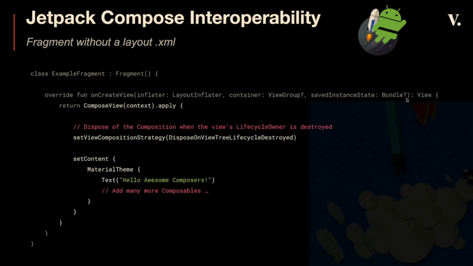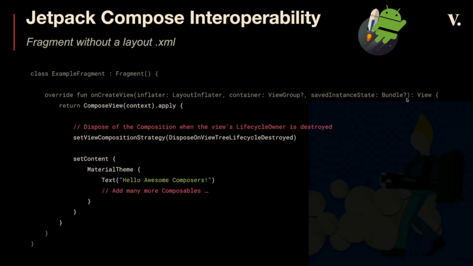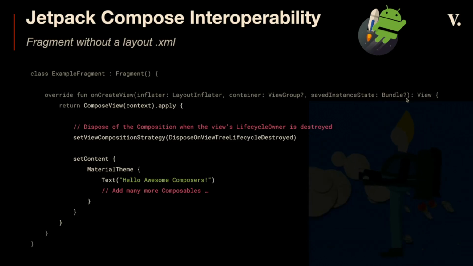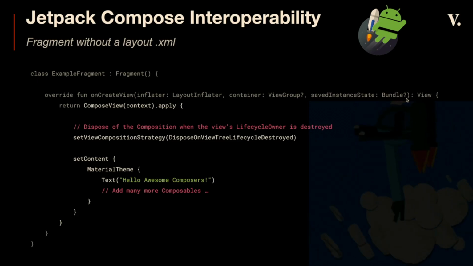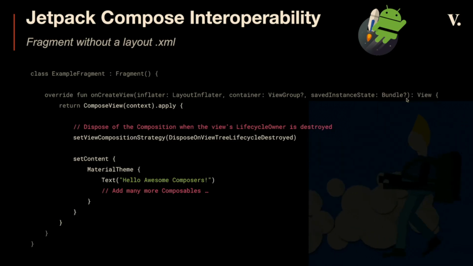And inside this compose view, we define the root composable as the material theme. You can see it here. Then we add all the composables. So text here, it's a composable, and we can add many other composables. It's important to also highlight the fact that we need to dispose the composition when the fragment's life cycle is destroyed. It's not done automatically. So by this line, set view composition strategy to dispose on view tree life cycle destroyed, we'll dispose it.